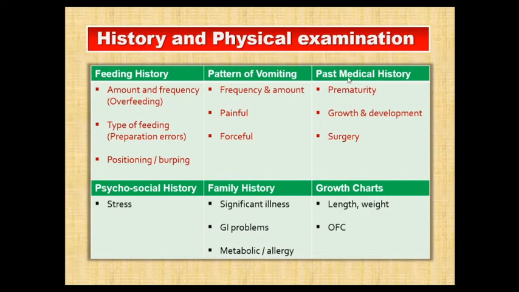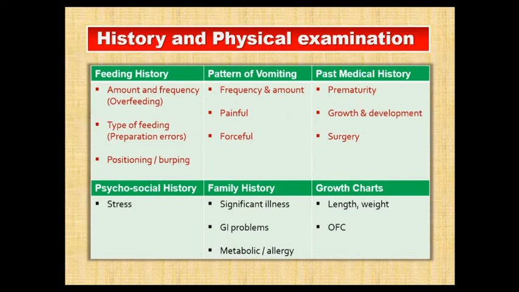And you have to ask about the past medical history of prematurity, because now we know the high prevalence of gastroesophageal reflux disease in premature babies, and ask about growth and development, because it could impact the growth and development, causing delayed milestones, or the patient may have difficulty in milestones or retardation of growth because of conditions like CP.